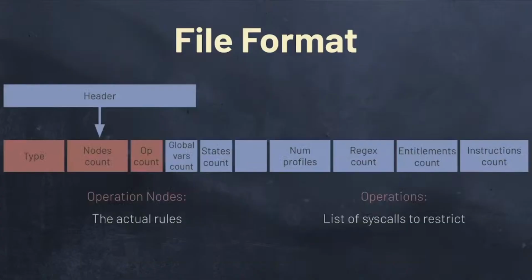Zooming in on the header, it contains the profile type, which can be single or collection, the total number of operation nodes, these are the rules or decision points I mentioned earlier, and the number of operations, which are the system calls or actions we extracted from the Sandbox kext, and other structural metadata that describe the file.